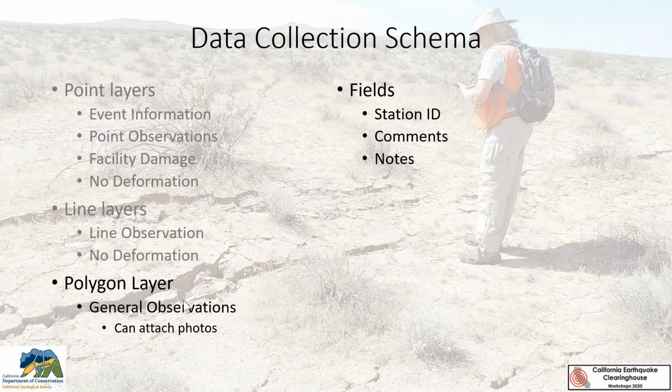And then after the Nevada earthquake, it was asked that we put a polygon layer back into the collection app. We had removed them after Ridgecrest because we were finding that people were really using the point observations more than anything else. But a couple of people had mentioned that it would have been nice to be able to either draw a polygon or walk a polygon to show that this particular area has this deformation or no deformation associated with it.